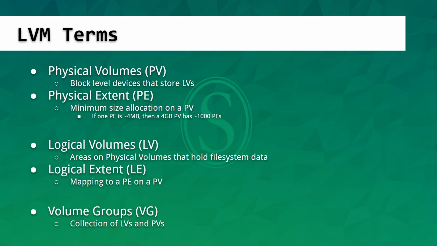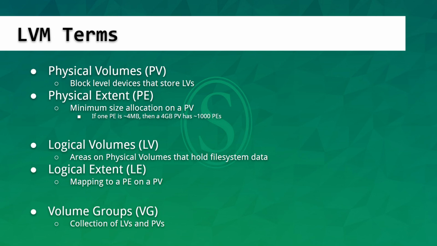Then you have PEs, physical extents. These are the minimal size allocations on a physical volume. So this is the smallest amount of data that you can store on a physical volume. It's really just a mapping, right? It's how many physical extents are you going to allocate for something. The default is around 4 megabytes, I think. So if you had a 4 gigabyte physical volume, then it's got about 1,000 physical extents on it if they were at 4 megabytes. Again, that's some quick math, but you get the idea. It's a mapping. We're going to see how that works out later.